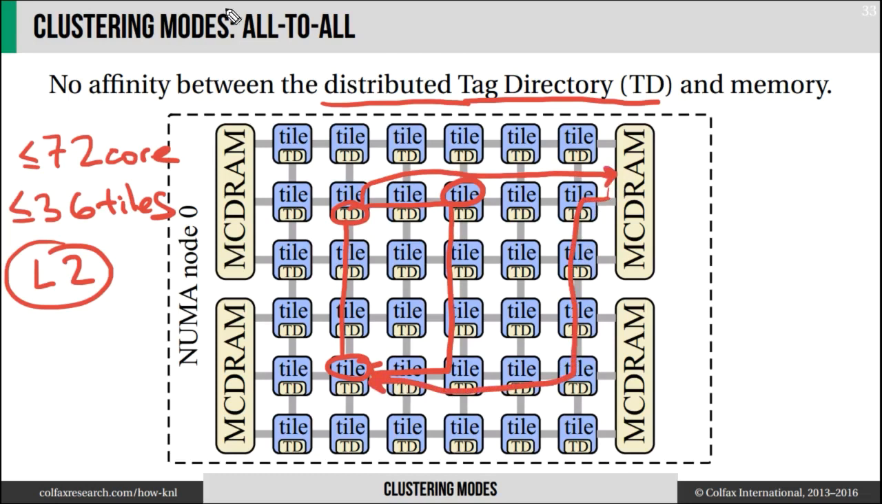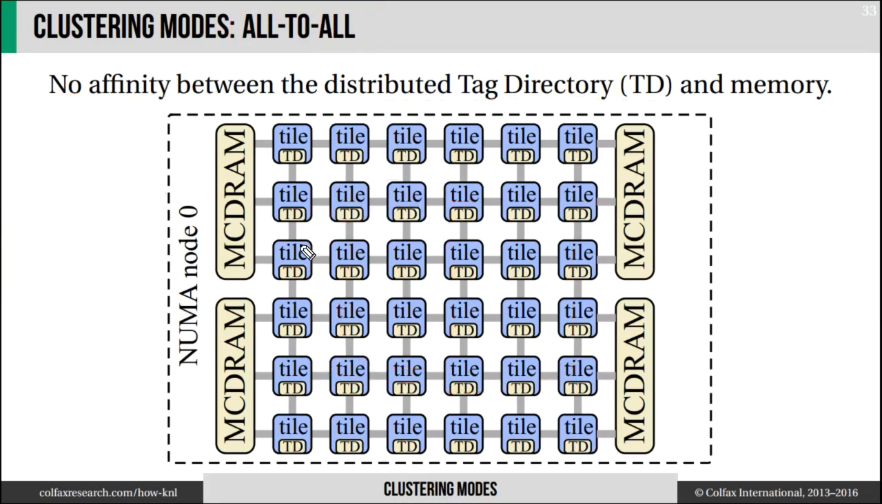If you set your clustering mode to all-to-all, there is going to be no affinity between the tag directory and memory. And this is bad, because you can have these very long round-trip paths that I've just drawn. So the rule of thumb for using the all-to-all mode is basically never use it. The reason why this mode exists is just debugging purposes.